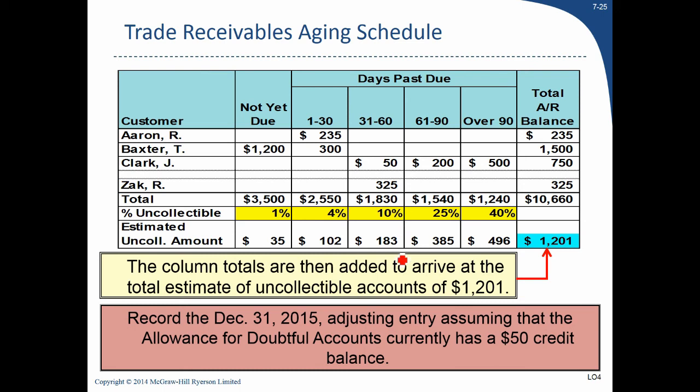So they've done the math here. They've multiplied all these numbers out, right? So these are all multiplied, and then you get a total, 1201. So what we're saying here is we expect the allowance for doubtful accounts to be 1201.